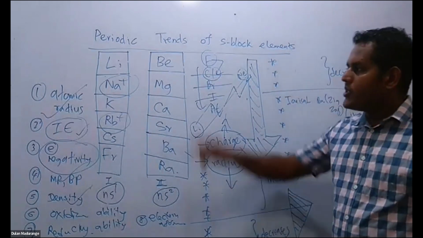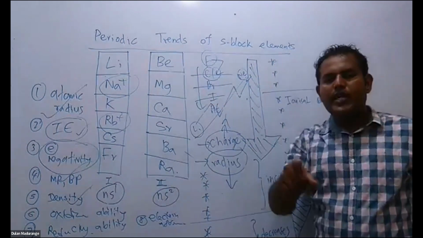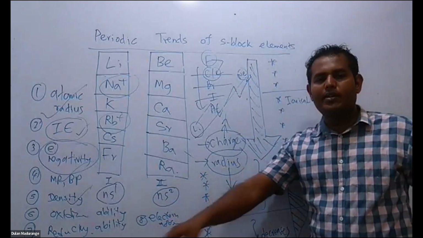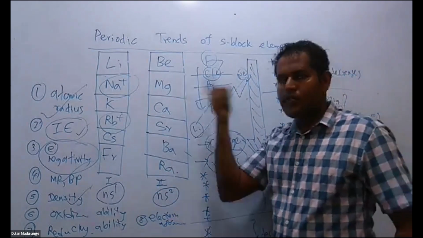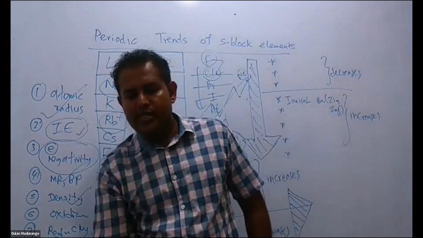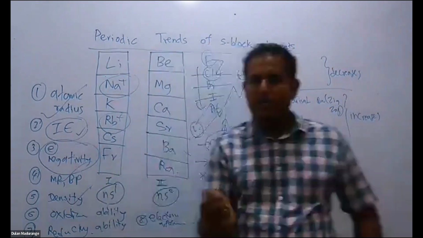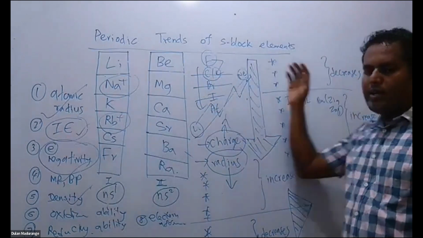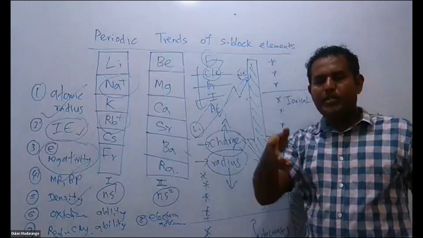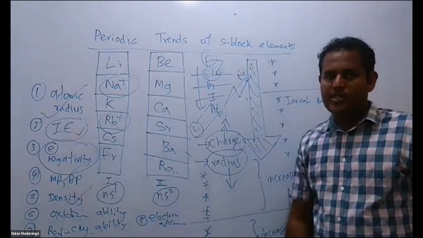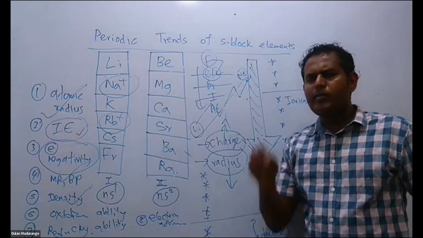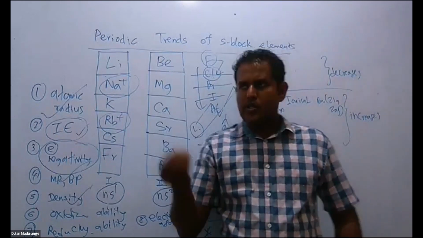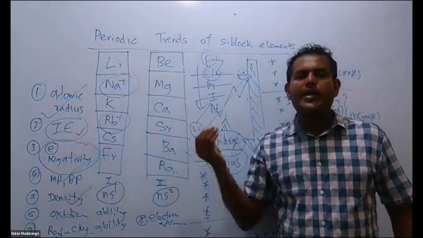So across the period, which properties increase? Is it oxidizing ability or is it reducing ability? Across the period, lithium, beryllium, boron, carbon, nitrogen, oxygen, fluorine. Which properties increase? Oxidizing ability. Keep remember fluorine is the strongest oxidizing agent. So across the period, oxidizing ability increases.